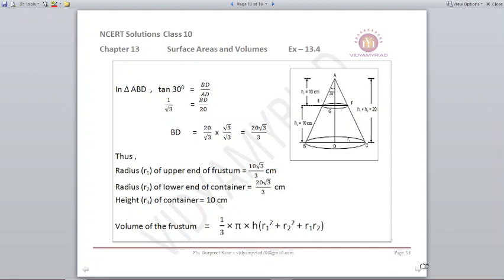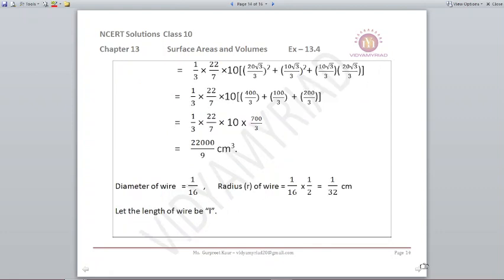So with this information we can find out the volume of the frustum. We know the formula: 1 upon 3 into pi into h into r1 square plus r2 square plus r1 into r2. We have all the values with us. We will put these values and we will find that 22,000 upon 9 centimeters cube is the volume of that frustum. Also, according to the question, the diameter of the wire is 1 upon 16, so the radius will be 1 upon 32 centimeters.